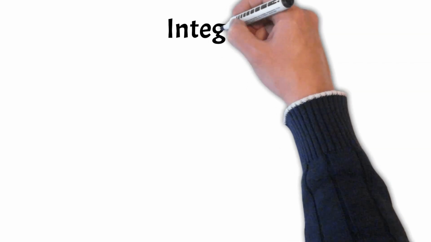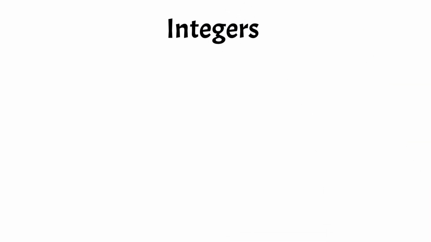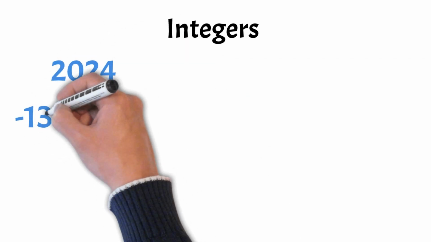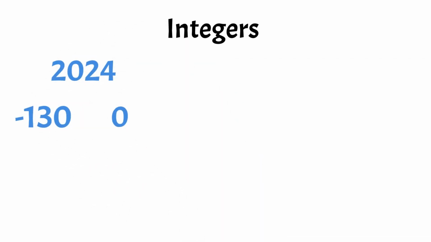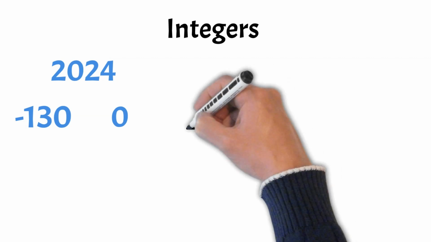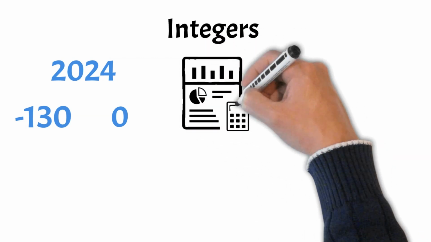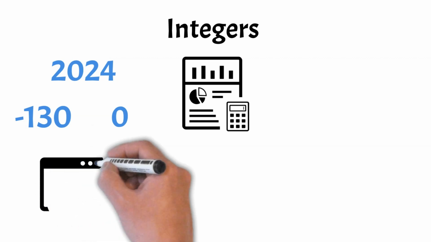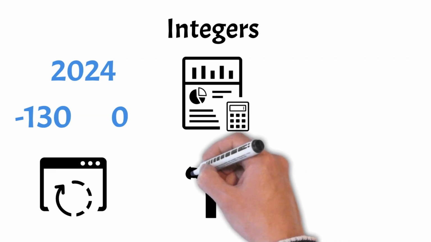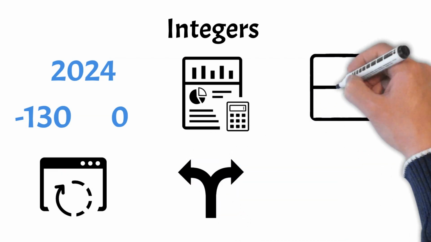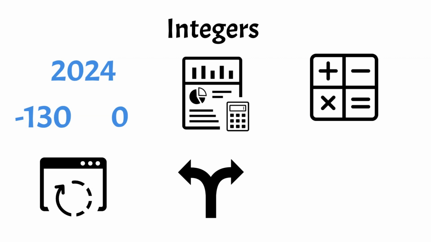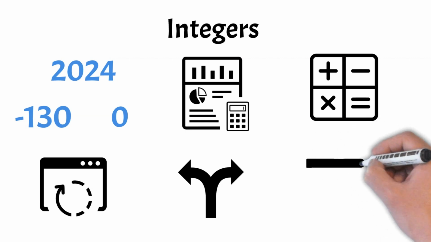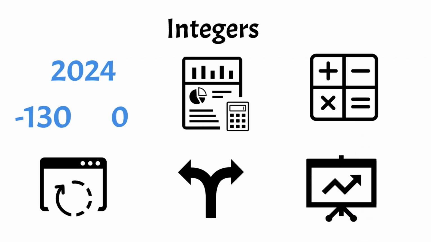We'll start with integers. Integers are a fundamental data type in programming that represent whole numbers without any fractional or decimal component. They can be positive, negative, or zero. Integers are commonly used for counting, indexing, and performing arithmetic operations. Due to their simplicity and efficiency, they are often utilized in loops, conditional statements, and mathematical calculations. Understanding how to work with integers is crucial for managing discrete values and optimizing performance in various programming tasks.